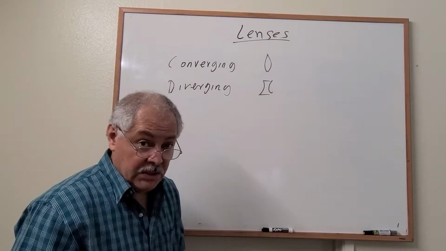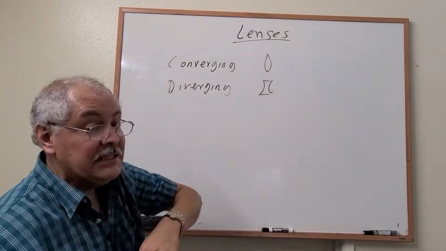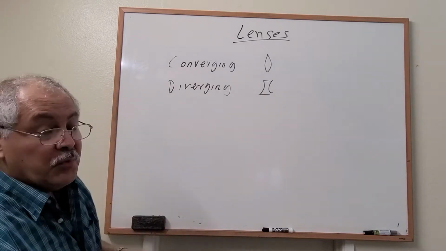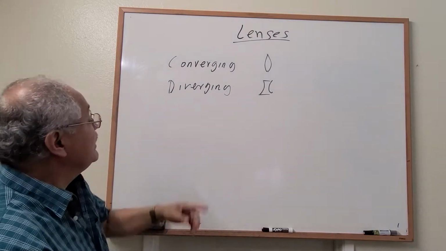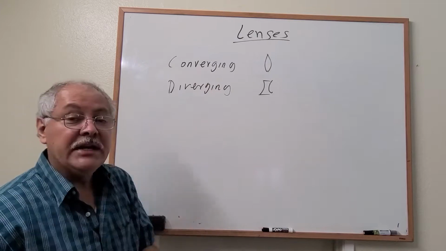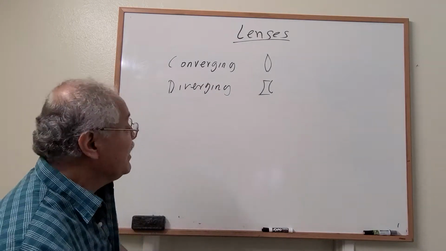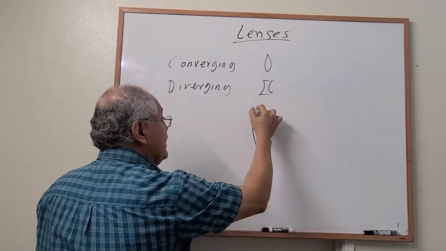Okay, let's go for the next topic. The next topic is gonna be lenses. In general, we have two types of lenses, right? Converging lenses and diverging lenses. Now let's work with these lenses. Imagine that we have a converging lens, correct?